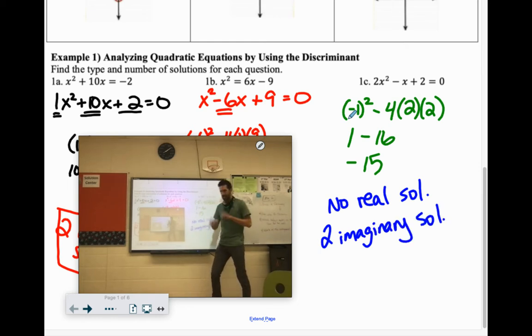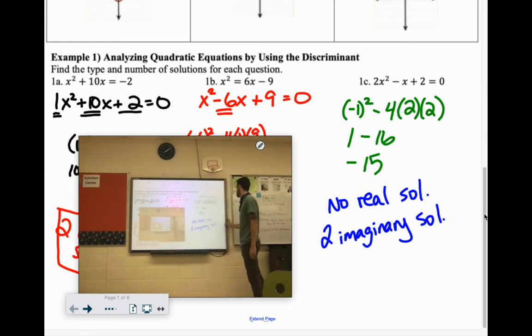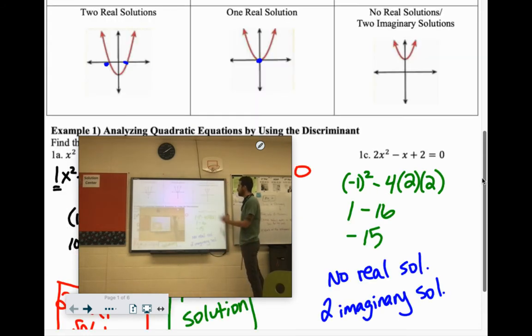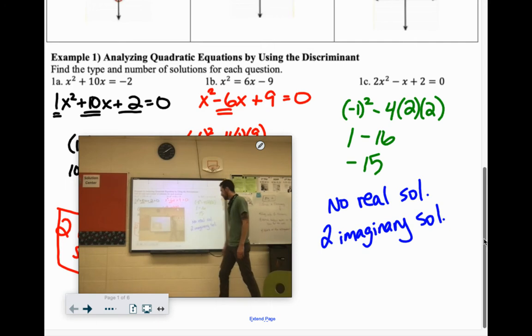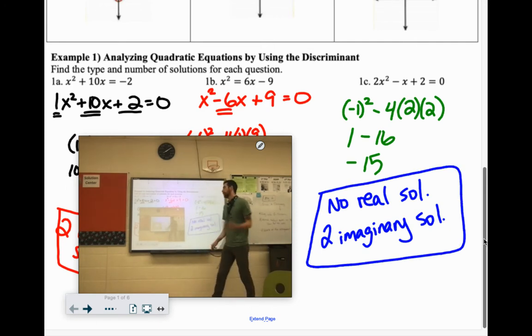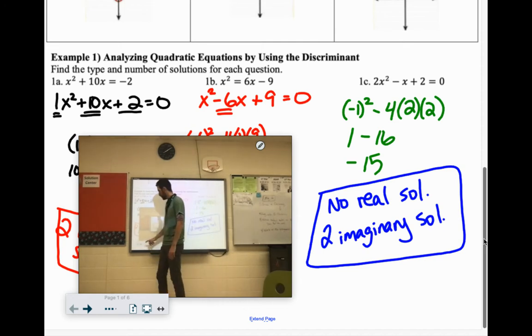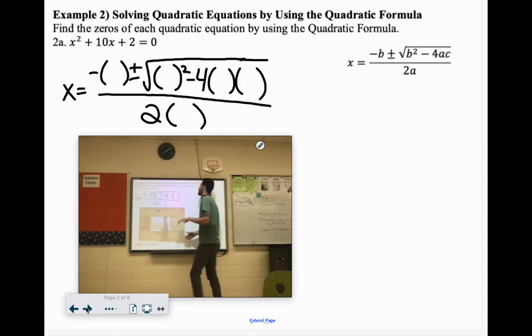Or complex solutions. Let's see what they say up here. Yeah, they say two imaginary. Use your imagination a little bit, okay? You could also say two complex solutions. All right, here it is.